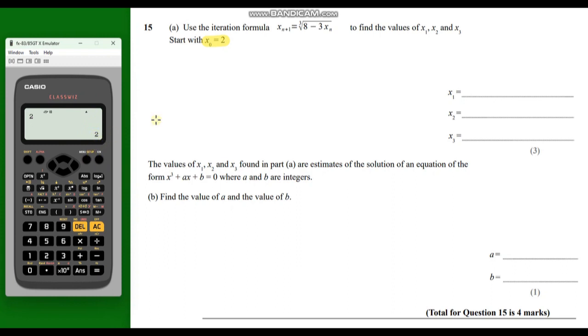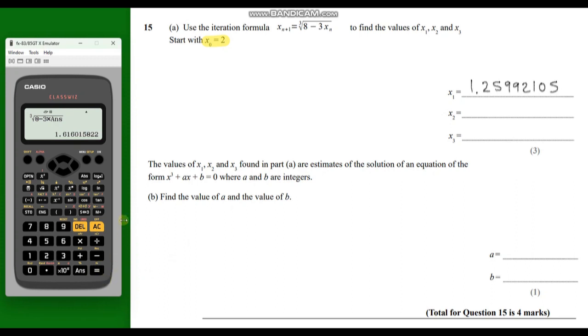So now if we type in the formula, we're going to do the cube root, so shift cube root, and then 8 minus 3 times, now instead of writing times 2, I'm going to write times answer, because this is going to change each time. And now if I press equals, it gives me my answer. So that is my first iteration. So we've got 1.25992105.